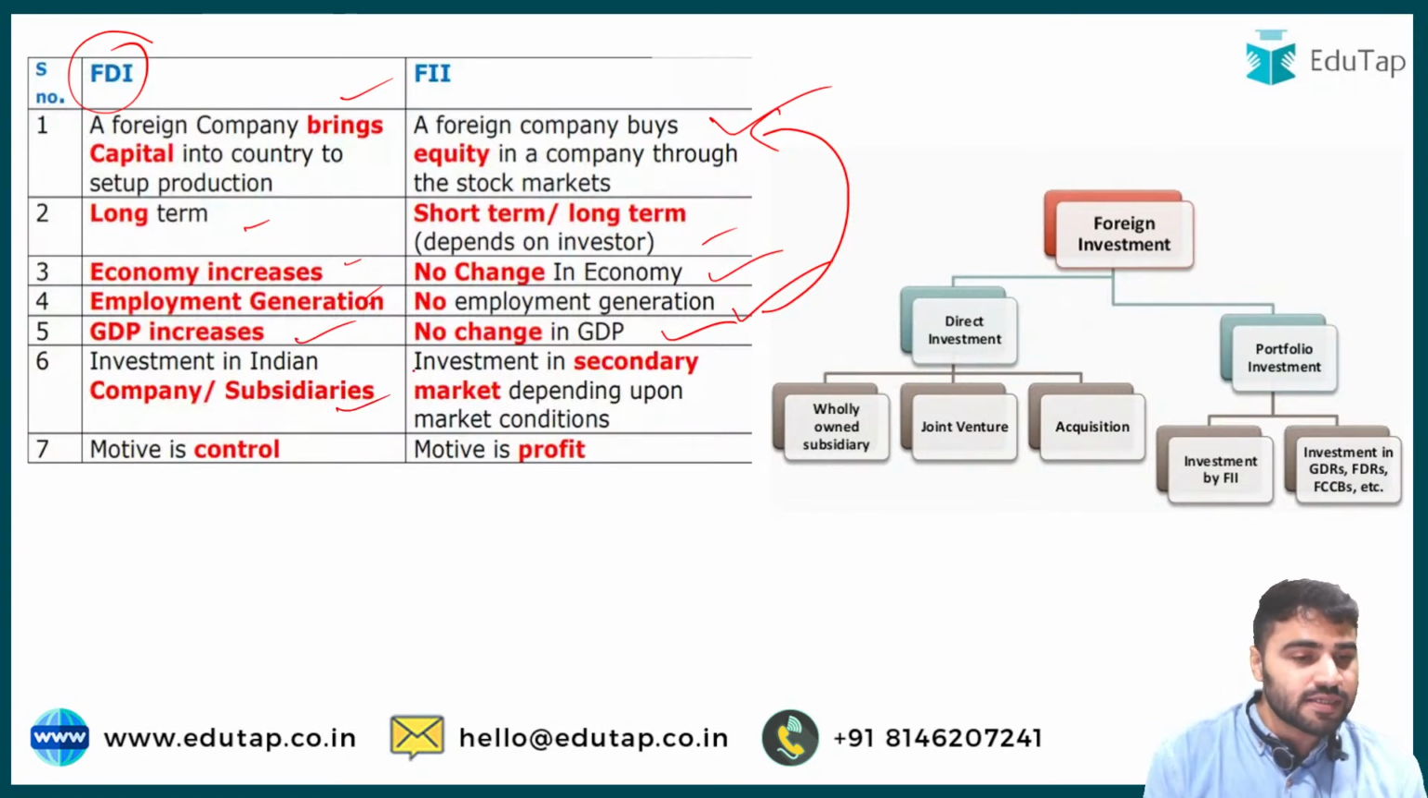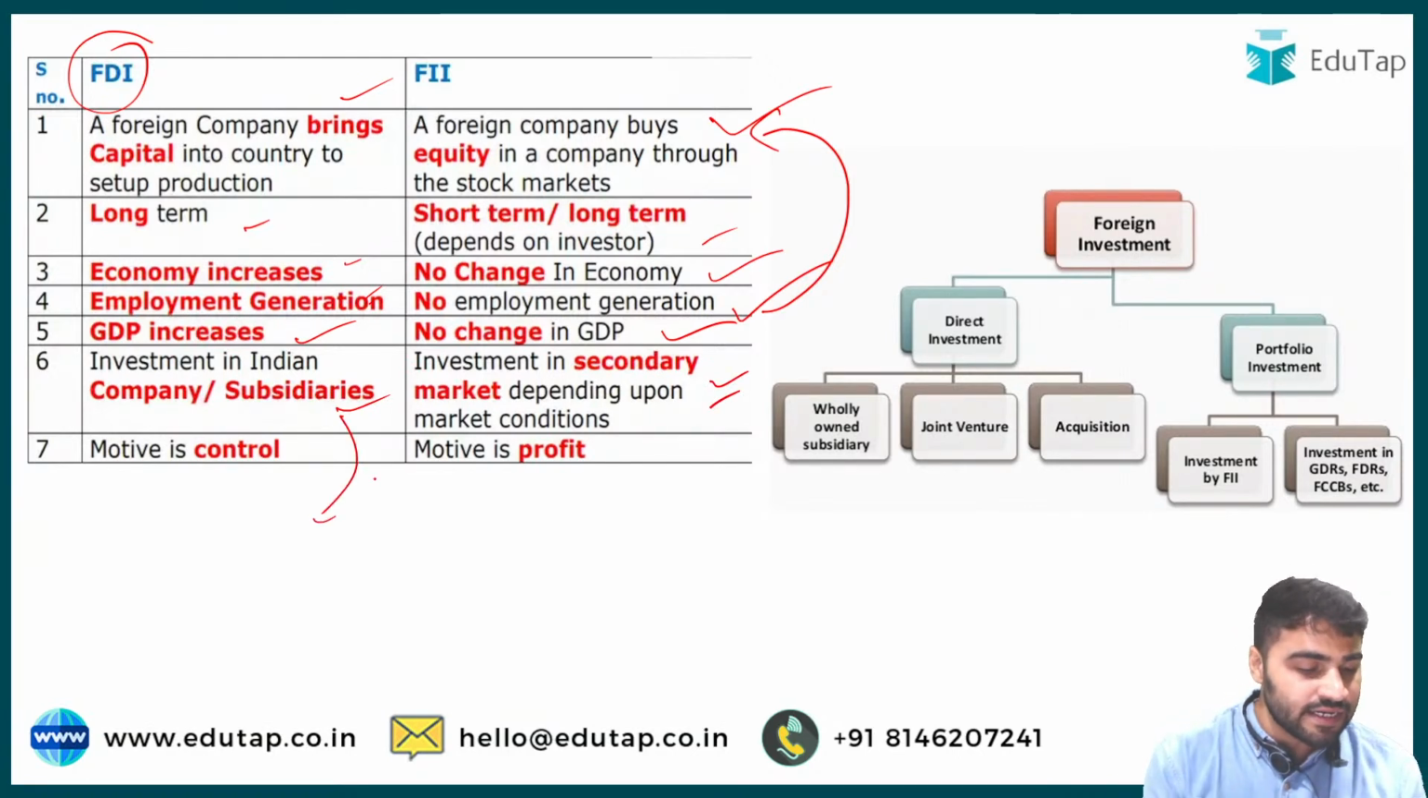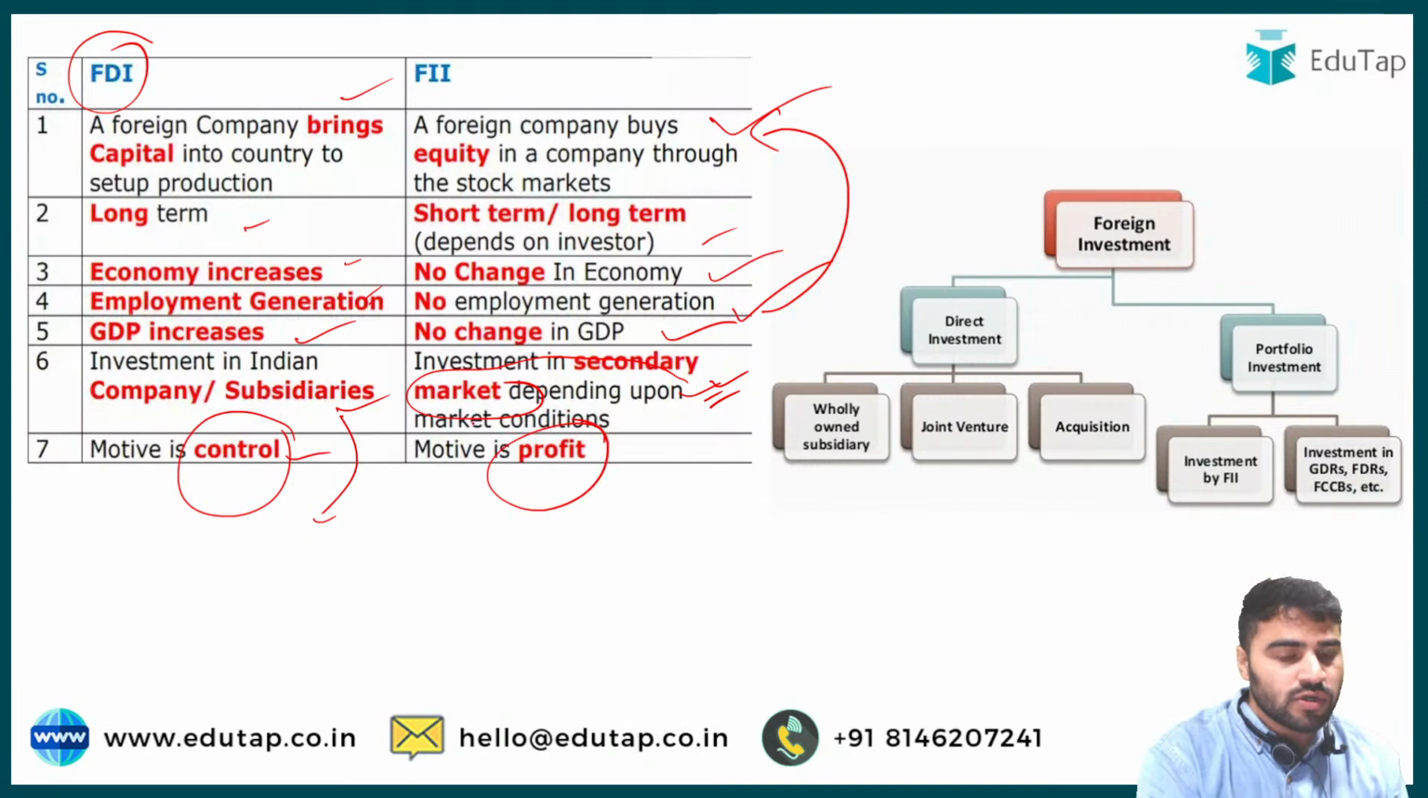Investment in Indian companies and subsidiaries for FDI; investment in the secondary market, depending upon market conditions, for FII, right? So FDI is related directly to the company or subsidiaries, whereas FII is related to the secondary market, that is, the stock market. Here the motive is control and here the motive is to earn profit. So I hope you got the clarity about the difference between FDI and FII. Now let's move to question number four.